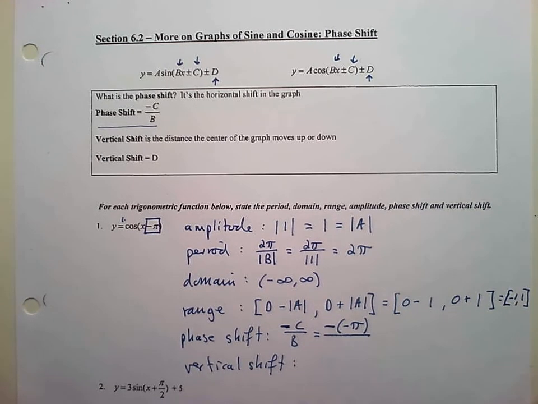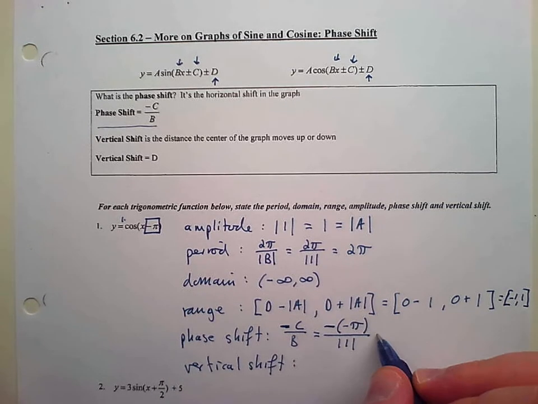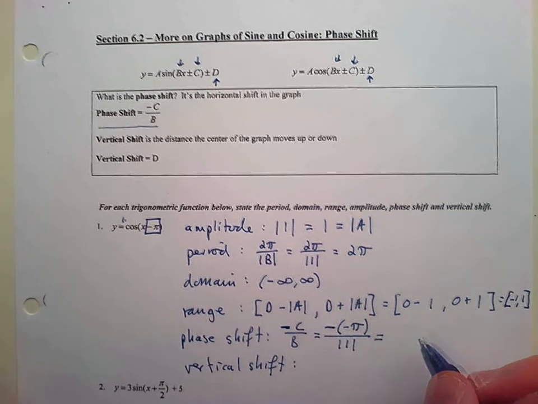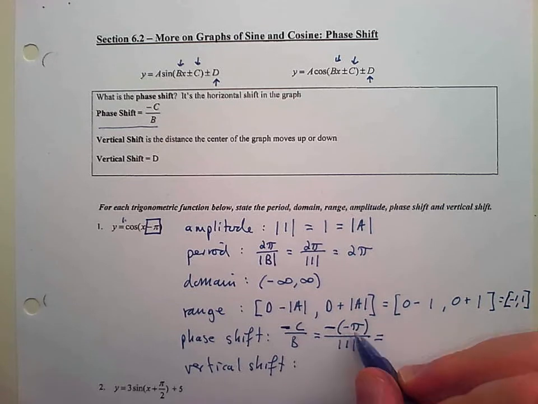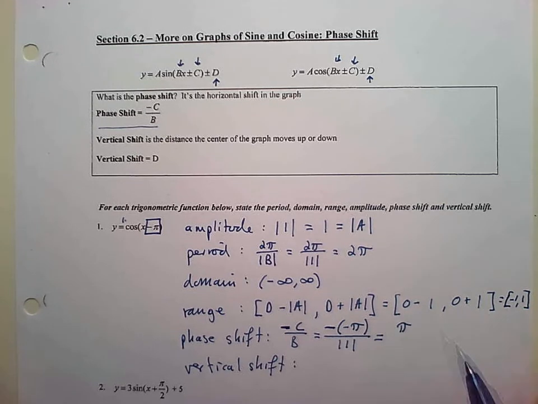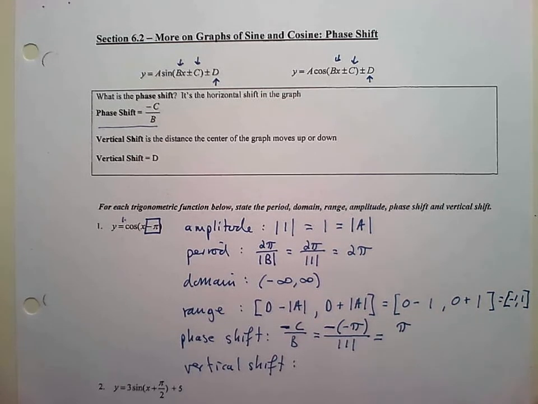And B is the value that we're multiplying to our x value. Just like we had up here, you can think of that as a make-believe value of positive 1. So therefore, here we're going to have negative negative pi, which is just a positive pi. And the absolute value of 1 is just equal to 1. So this is just going to come out to pi.